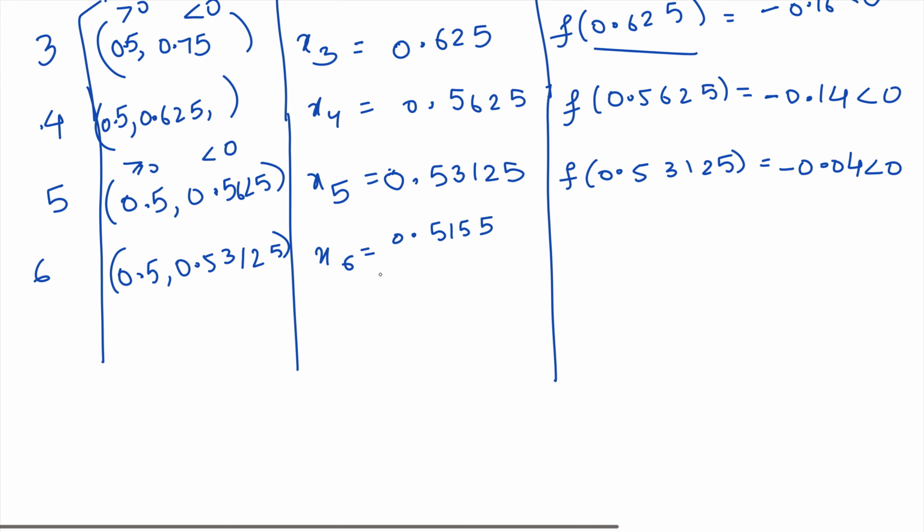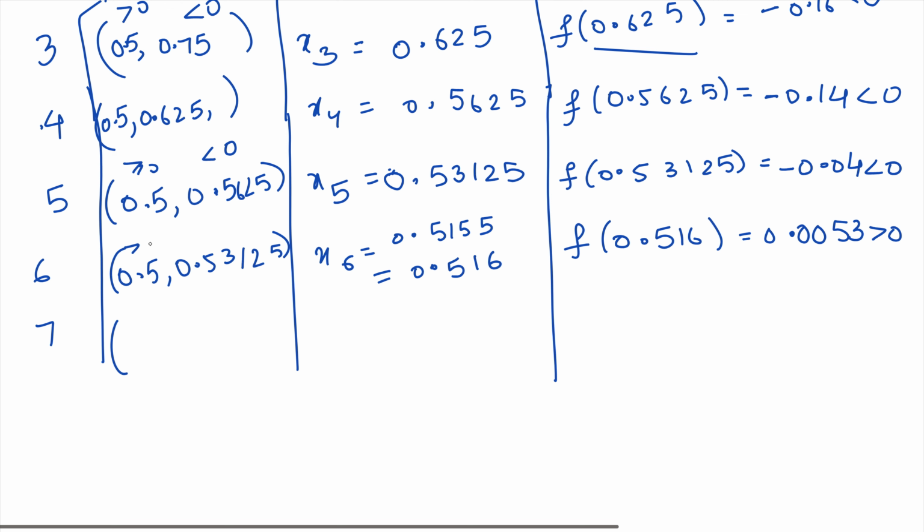So let's round it to 3 decimals from now. So it's nothing but 0.516, right? Now f of 0.516 is 0.0053, which is greater than 0 now. Okay, now 7th step. So this was greater than 0, this is less than 0. Now since this is giving greater than 0, we will take less than 0 value from our previous interval. So in the previous interval, this was giving us less than 0, right? So we'll include that and this.